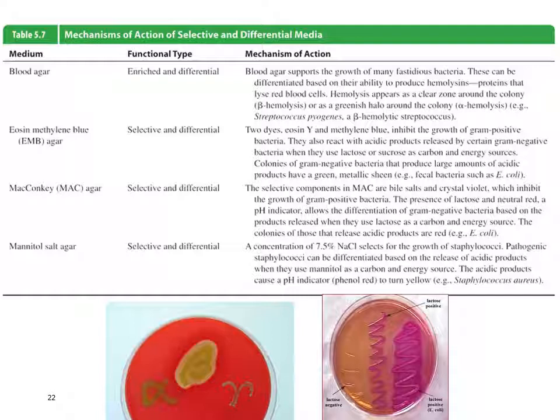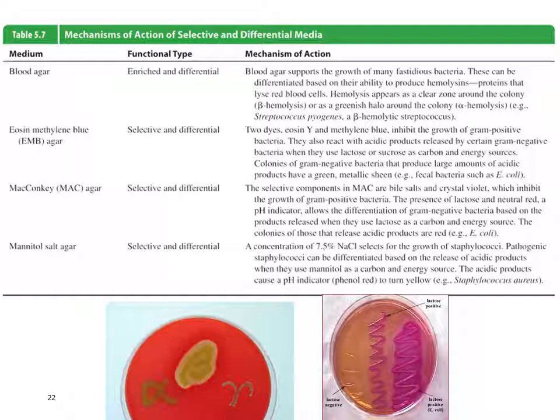Our next example is the third one in this table, MacConkey agar or Mac agar. And you can see an example of bacteria growing on Mac agar at the bottom right of the screen. The selective components in Mac agar are bile salts and crystal violet, which inhibit the growth of gram-positive bacteria but promote the growth of gram-negative bacteria. The presence of lactose and neutral red, which is a pH indicator, allows the differentiation of gram-negative bacteria based on the products released when they use lactose as a carbon and energy source.